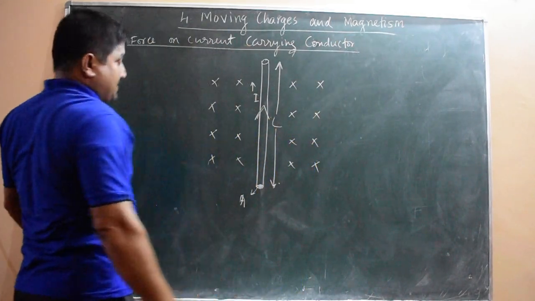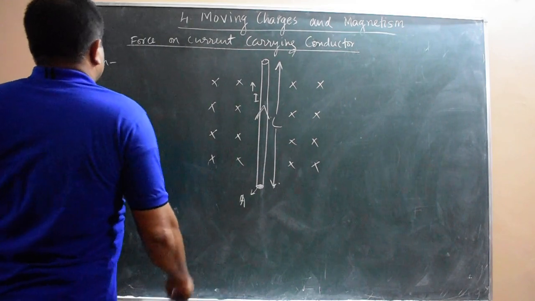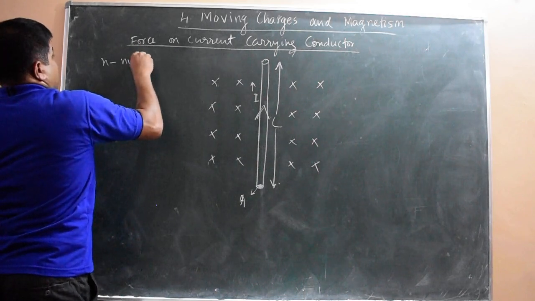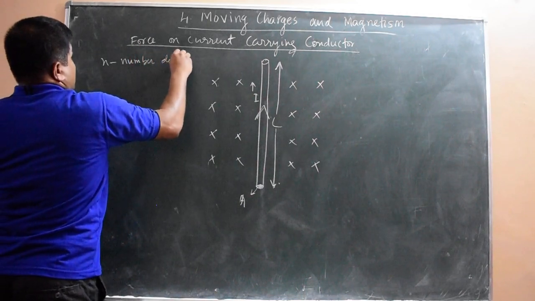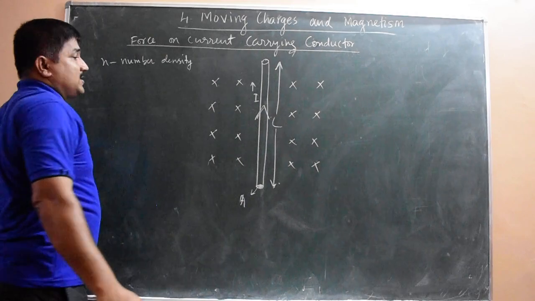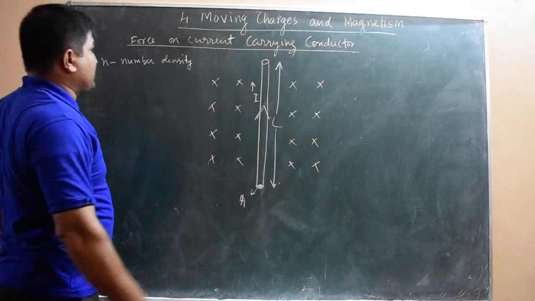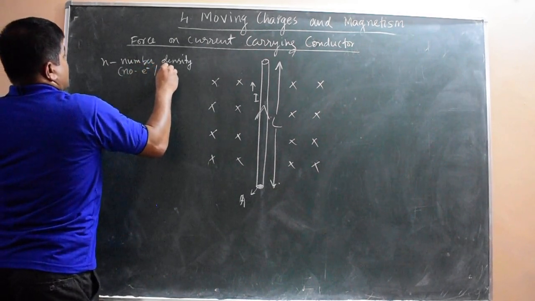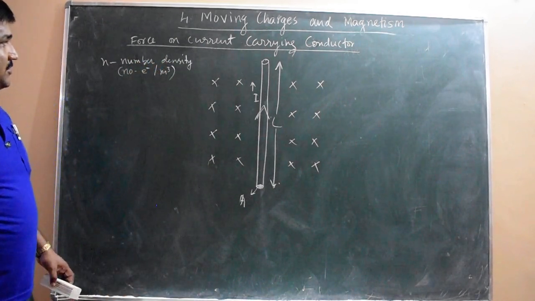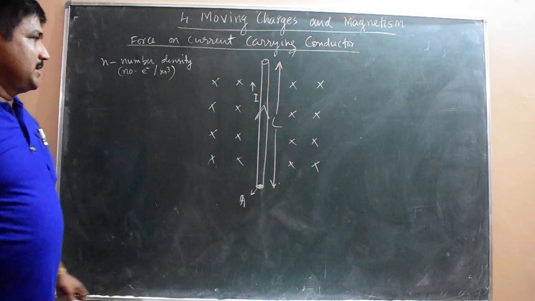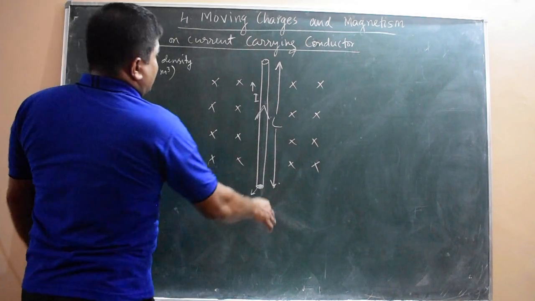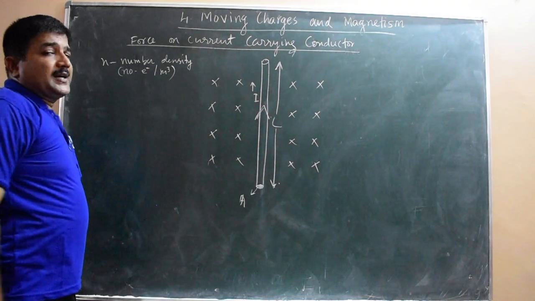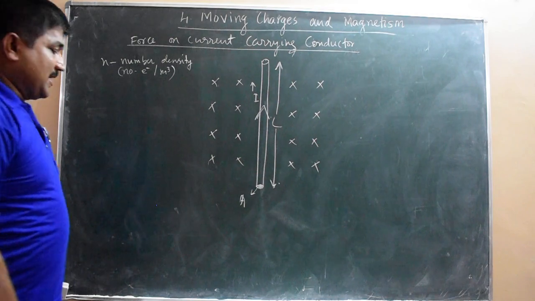So the force on a current carrying conductor, whenever it is placed in the magnetic field. Let N be the number density of charge carriers. Number density means the number of charge carriers present per unit volume. Here it is the number of electrons per unit volume, that is per meter cube. In 1 meter cube volume, how many electrons are present? In a metallic conductor, charge carriers are electrons.